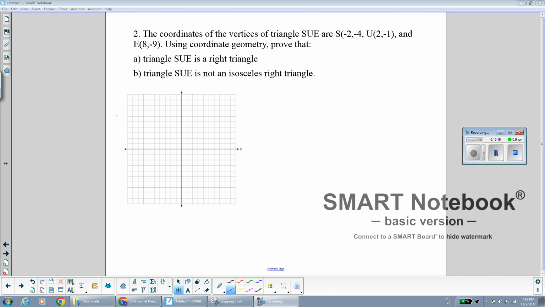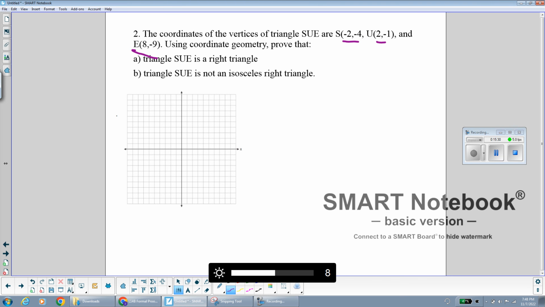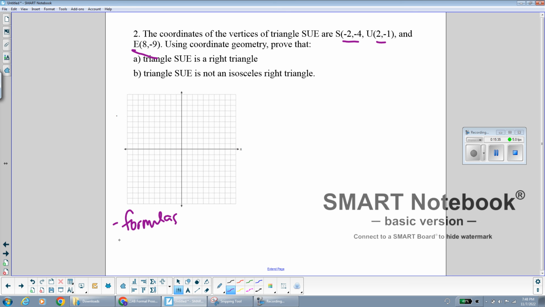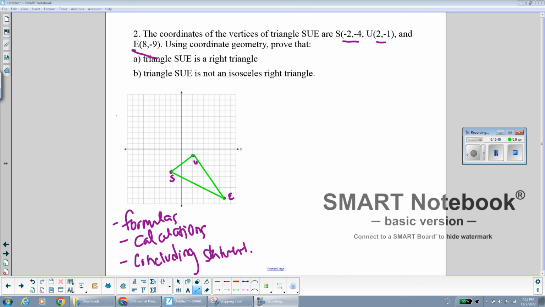Okay, here we have a coordinate geometry proof. So that means we're going to be using formulas and calculations to prove what we need to prove. We know that we're not writing a two-column statement-reason chart because I see coordinates in the question and I just see a grid here. So remember, our steps are formulas. Write down your formula, show all your calculations, and then end with a concluding statement, which is a sentence summarizing what your calculations are showing.